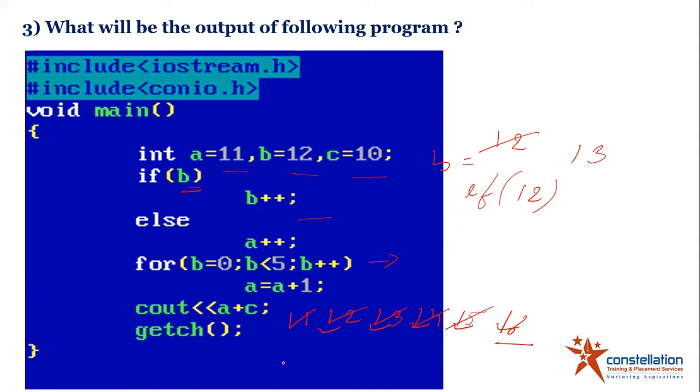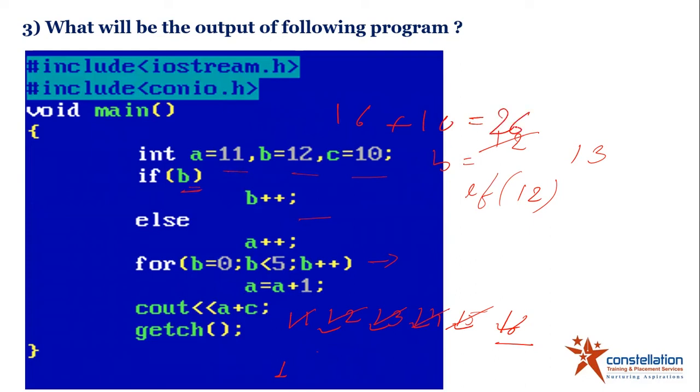cout a plus c. So basically, what is the value of a now? The value of a is, I'll write over here, 16, and then we are seeing a plus c. So what is the value of c now? The value of c is 10. So what will be the output? 26. So that is the correct answer.